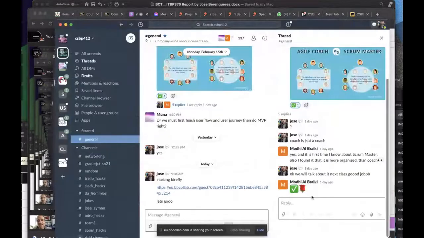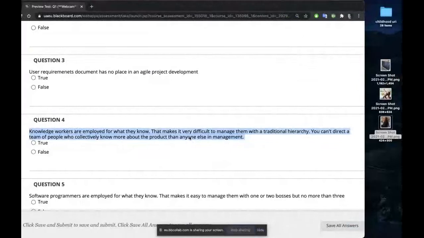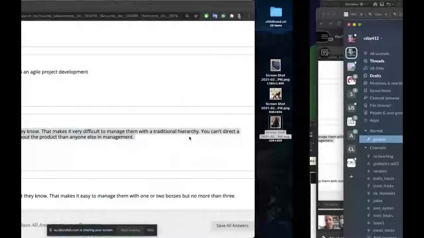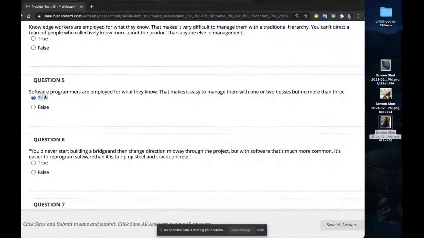Okay. So the answer here would be true, and that's why we said Agile was invented. If you remember the lectures, if you pay attention, Agile came as a response to waterfall. Remember the lectures I had? Okay, software programmers are employed for what they know. That makes it easy to manage them with one or two bosses, but no more than three. True or false? What would you say?